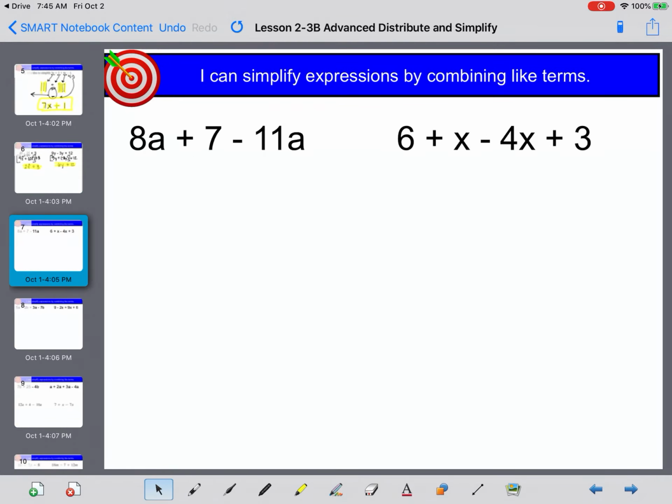All right, I want you to try the next 4 problems on your own. Pause the video and come on back as soon as you're ready to compare your answers.